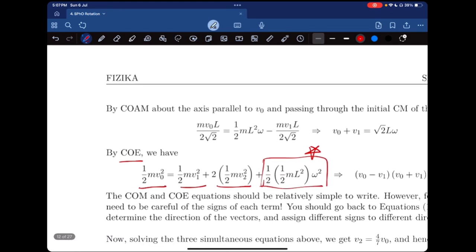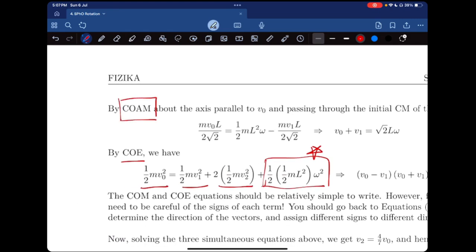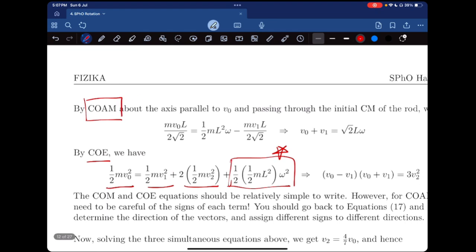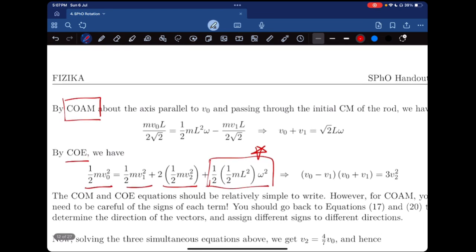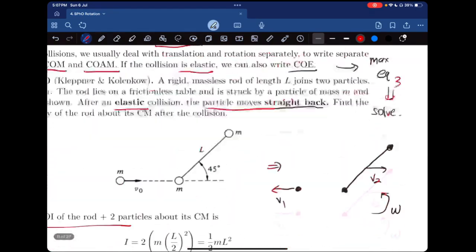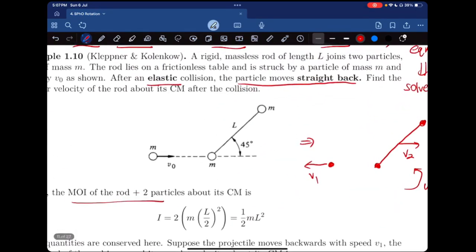Now, the possibly hard one to write is COAM, because you might be wondering, COAM about what? So in this case, we will take the COAM about the axis parallel to V0 and passing through the initial CM of the rod, which is illustrated here.